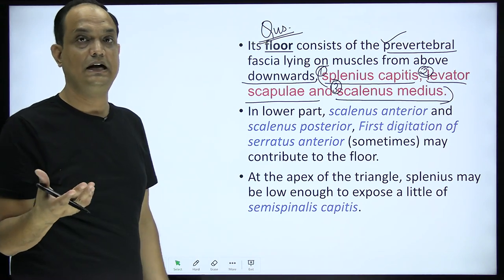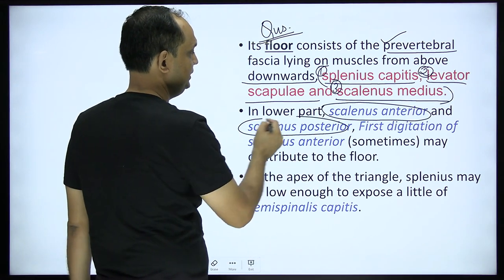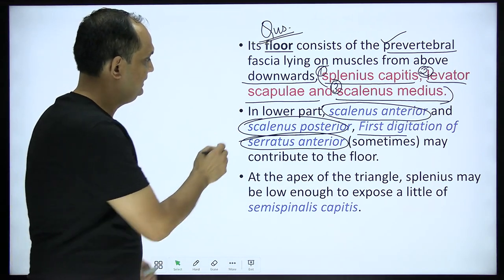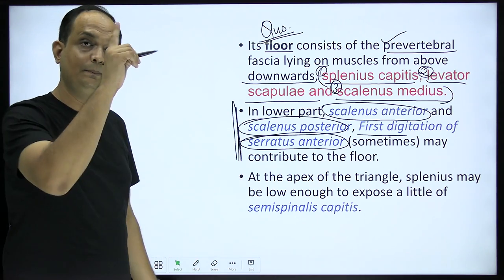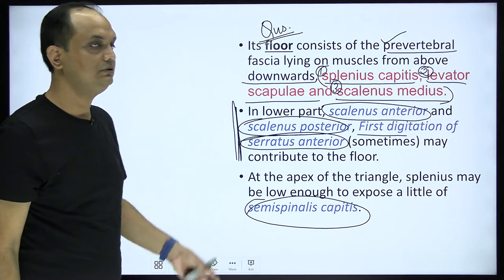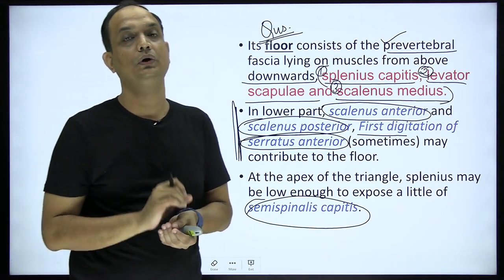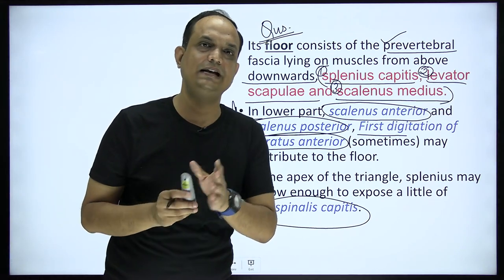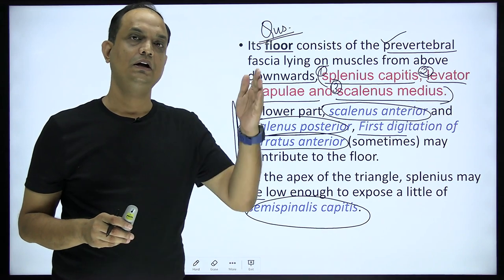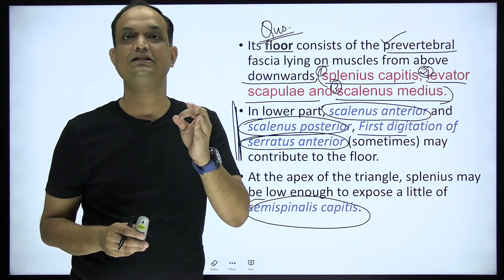Now, what are the other muscles that you can see? First, you may have the scalenus anterior, you may have the scalenus posterior, you may have the first digitation of the serratus anterior, and these muscles we find in the lower part, and in the upper part you may have the semispinalis capitis muscle. Clear? So the question here is, what are the structures present in the floor of your posterior triangle? The first thing is the covering of pre-vertebral fascia. Below the pre-vertebral fascia, you have the three constant muscles: splenius capitis, levator scapulae, and scalenus medius.